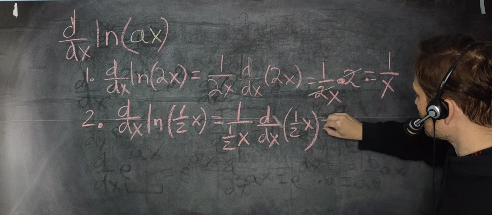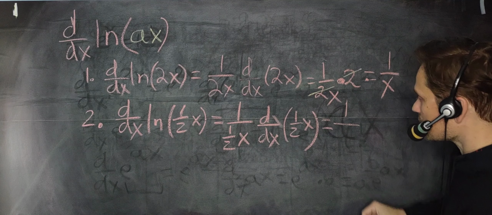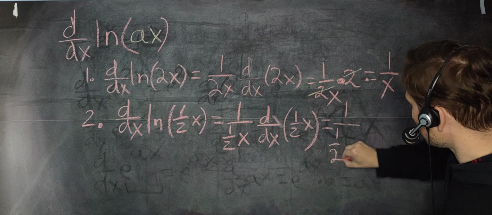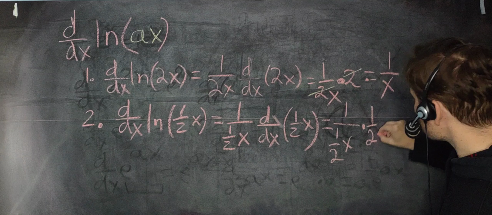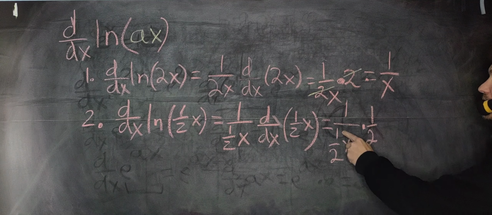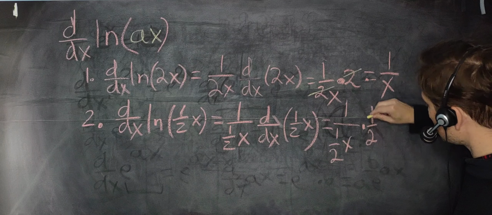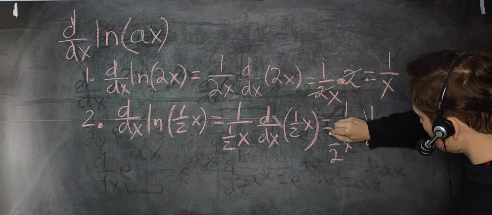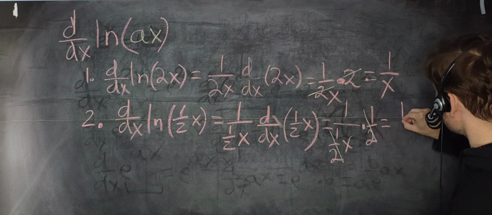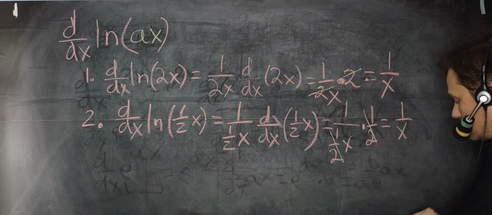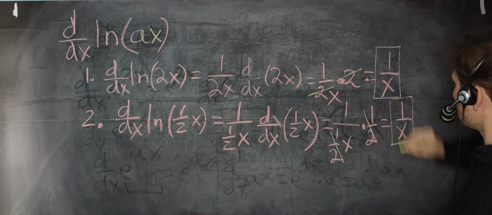So you're going to end up with 1 over 1/2 x times 1/2. But notice, this is a half here, this is a half here, so the same thing will happen as before. Whatever this is, it crosses off with whatever that is. And again, you just end up with 1 over x. So look, 1 over x has come out again.